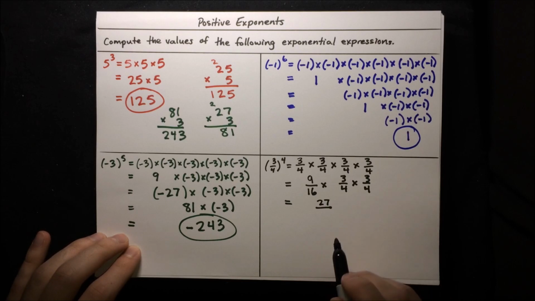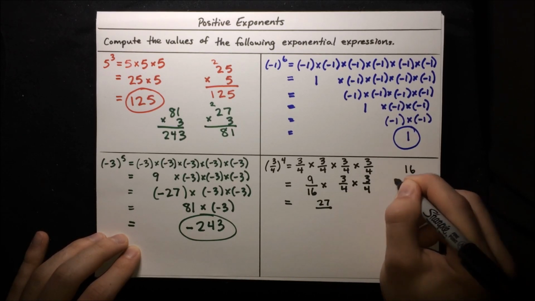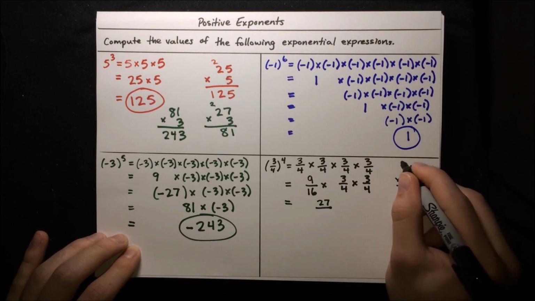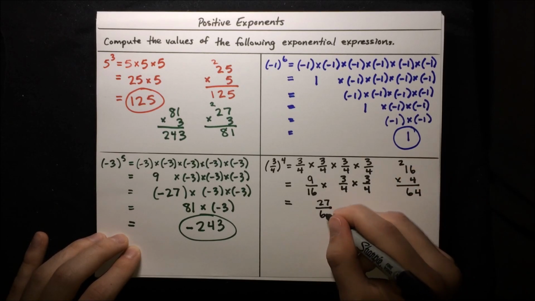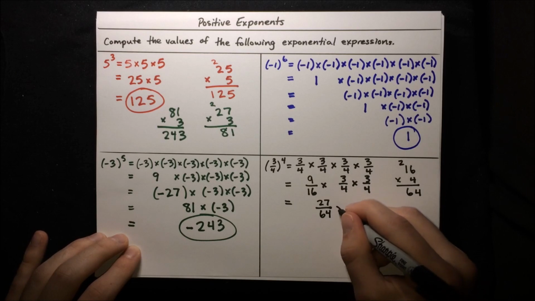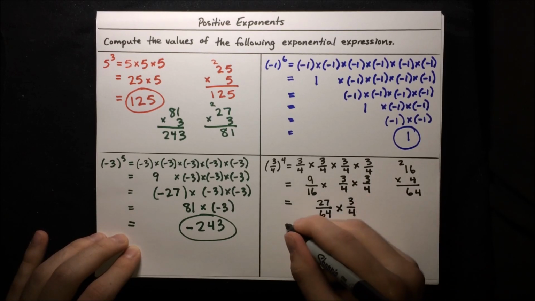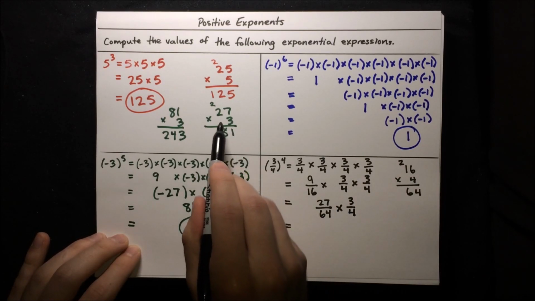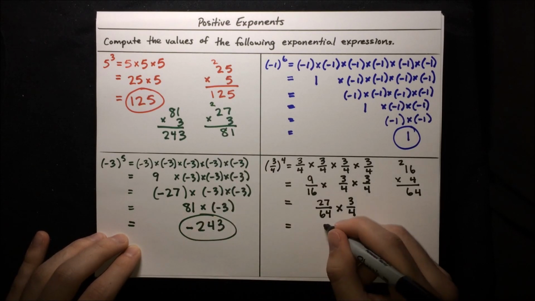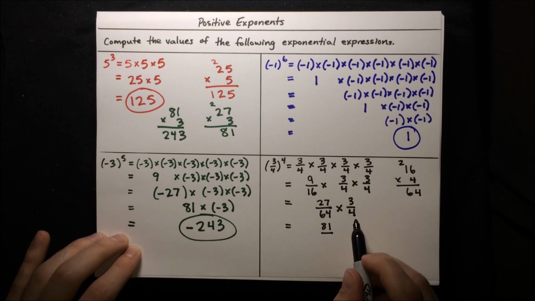Why don't we go ahead and compute that off to the side. So 16 times 4. 4 times 6 is 24, and then 4 times 1 is 4, plus 2 is 6, 64. So 27 over 64, and then we have to multiply that by 3/4 again. Okay, so 27 times 3 goes in the numerator. We already did that. We found that 27 times 3 is 81. So that's 81 over, and then 64 times 4 we still need to figure out.